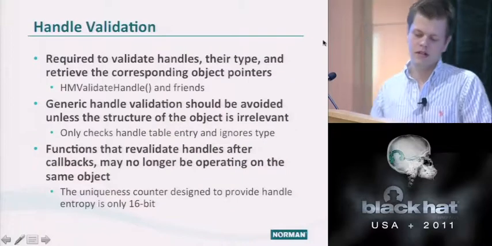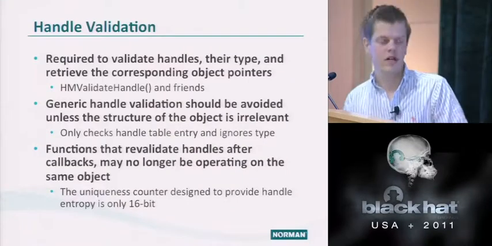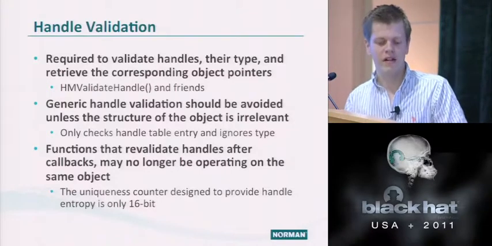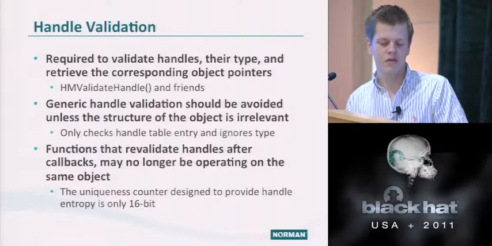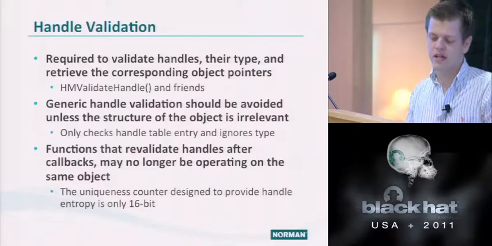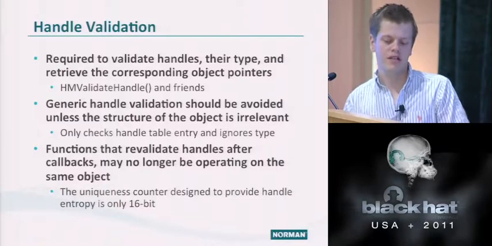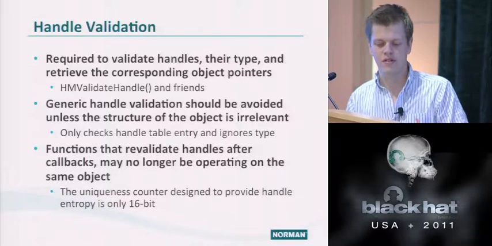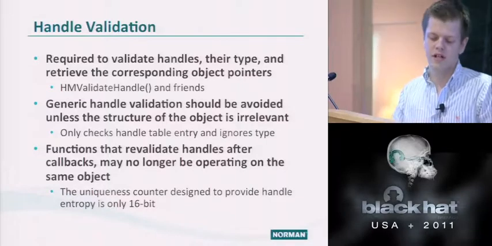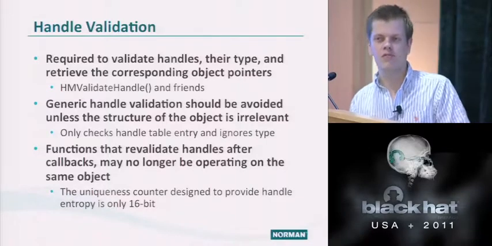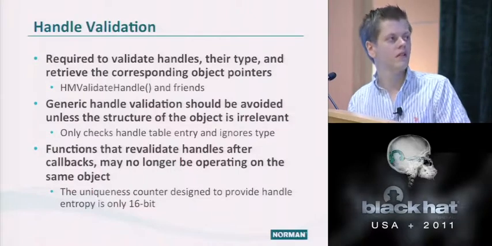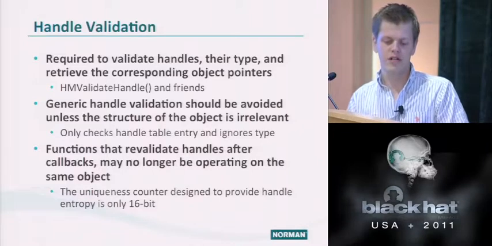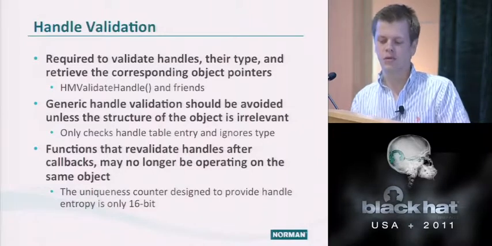This was not really related, but it's nice to mention. When you validate handles, you use the handle validation APIs, and these never lock the object itself. They simply validate the handles and return the object pointers. You should avoid generic handle validation unless the structure of the object is irrelevant. Because if you do so, you only check that the entry is valid and completely ignore the type.